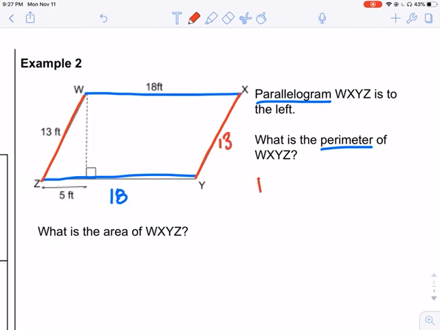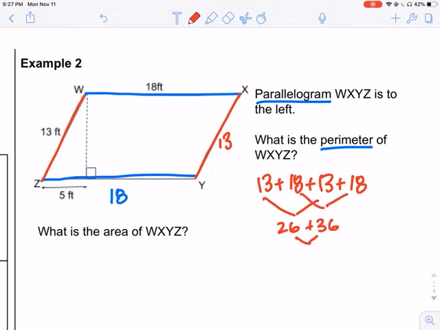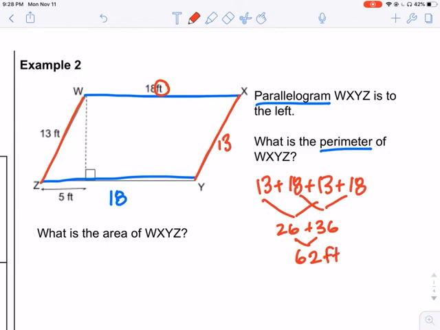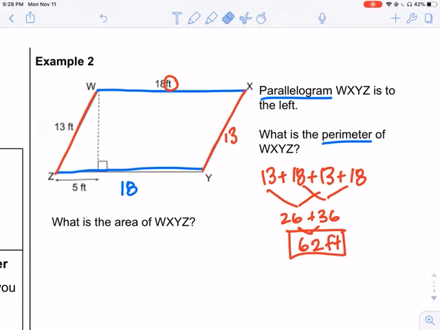So my perimeter would be 13 plus 18 plus 13 plus 18. I know 13 and 13 make 26, and 18 and 18 make 36. I can add those together, and I get 62. It says feet, so I'm going to write feet here. All right, cool. Then I'm going to clear out this part since we're done with perimeter. Now it asks for the area this time.